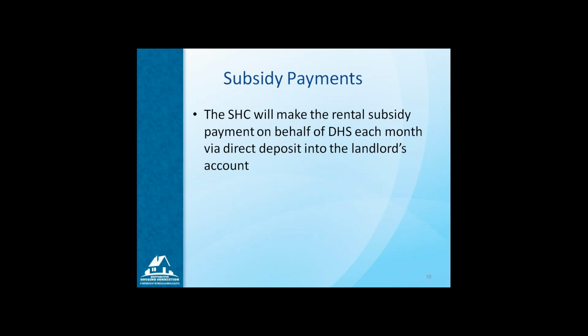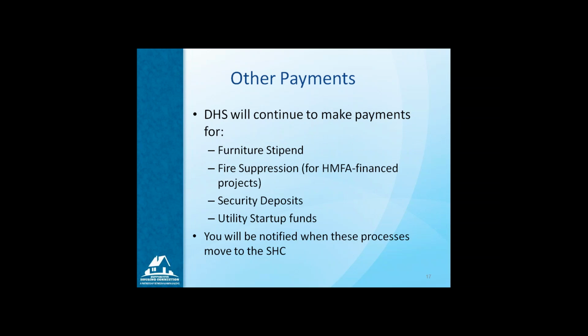To clarify, the Supportive Housing Connection will make the rental subsidy payment on behalf of DHS each month via direct deposit into the landlord's account. DHS will also continue making payments for a number of items. These items include furniture stipend funds, fire suppression funds, and this is specifically for HMFA financed projects, security deposits, as well as utility startup funds. Stakeholders will be notified as these processes move over to the Supportive Housing Connection for administration.